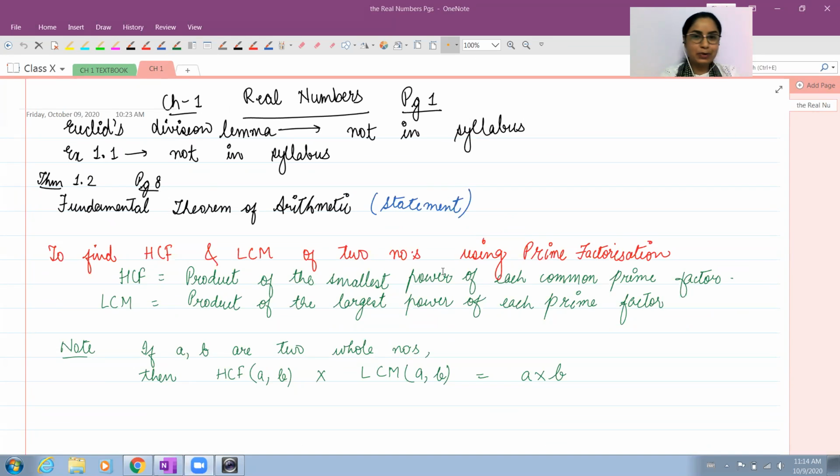Anyone who can tell me what a factor and multiple is? You can quote an example if you want to explain that. Ma'am, a factor is a number with which the number is divisible. Yes, completely divisible. Remainder should be 0. And what about multiple? Multiples are what we get after multiplying the number by an integer.